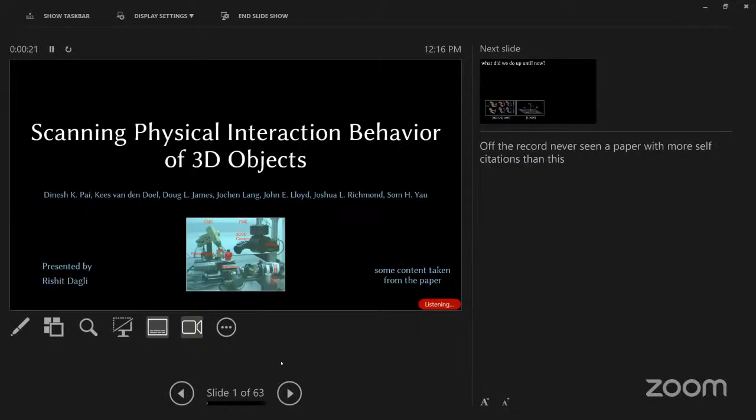So, hi everyone. Today, me and Rishi will present this paper, which is about scanning physical interaction behavior of 3D objects.